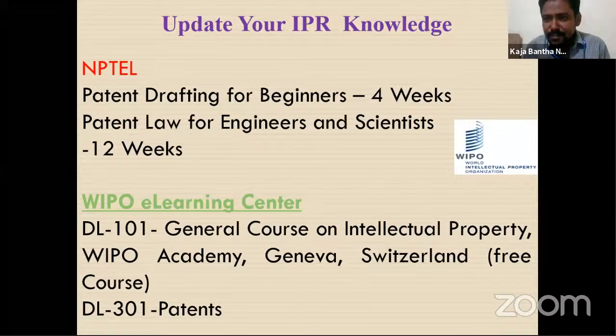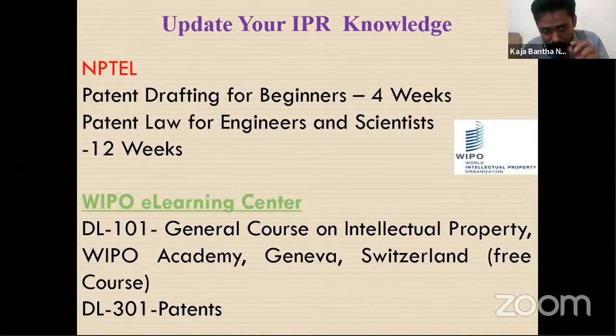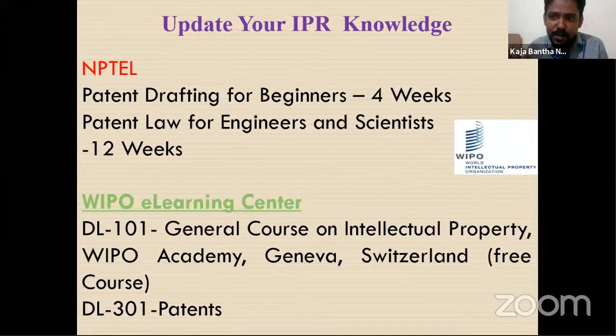Sir, I want an international certificate. Yes, you can get an international certificate from WIPO. WIPO is the World Intellectual Property Organization. These people are offering courses. The first course is free. DL 101, a general course on IP. It's a wonderful course, about 5 to 6 weeks. You learn a lot from this course. It's a free course, you register and it's available. And for NPTEL, I think only registration is free. The examination fee is only for students, about 1,000 rupees. Courses are there: design thinking, patent drafting, and patent law for engineers and scientists.